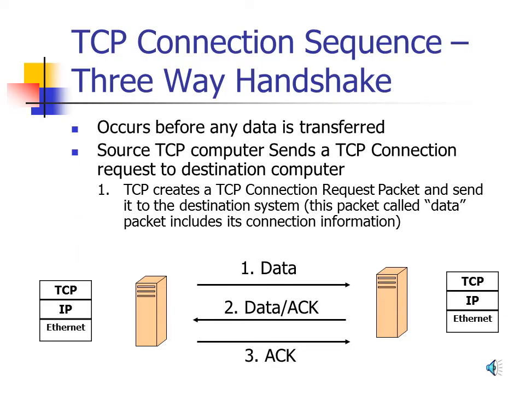TCP connection sequence, the three-way handshake. When TCP is requested to send data, the first thing it does is it sets up a connection, and this must be done before any data is transferred. To set up a connection, the originating or source computer will send a connection request to the destination computer. That connection request is called a TCP data packet. This is step one, and includes its connection information. Now, its connection information may include the number of packets it will send, and then how it expects to receive acknowledgments. Now, keep in mind that this connection request packet is a TCP packet.